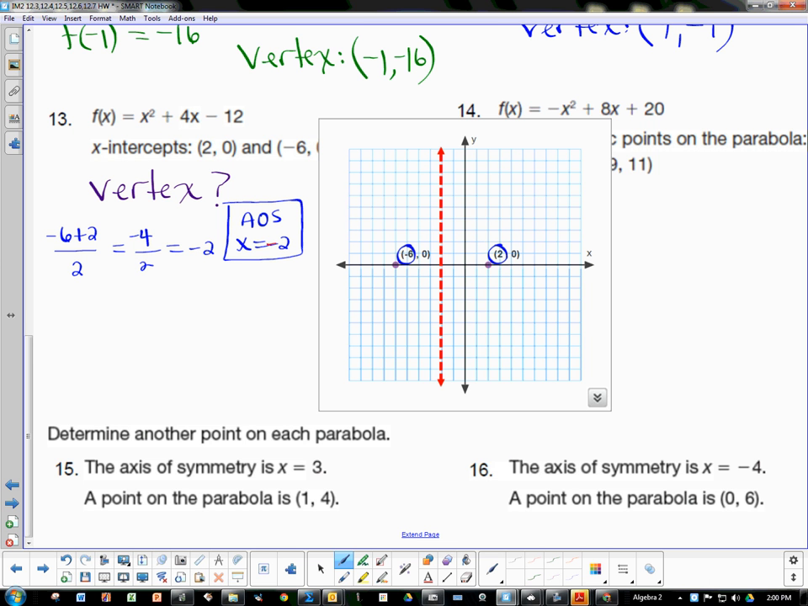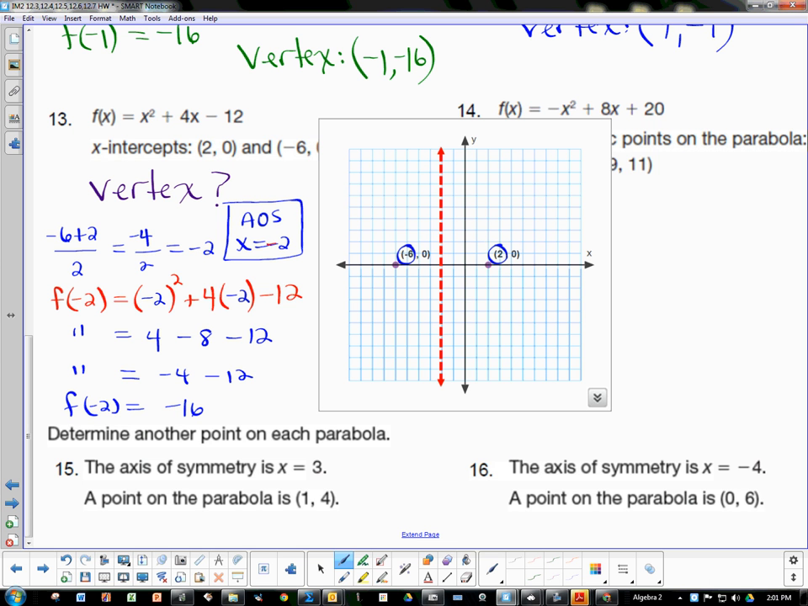Now all I have to do is plug in. So let's do that. f at negative 2 is equal to parentheses squared plus 4 times the set of parentheses minus 12. Let's substitute negative 2 in. This will be 4 minus 8 minus 12. And that is negative 4 minus 12, and that happens to be negative 16. All right. So our vertex is finally at negative 2 comma negative 16.